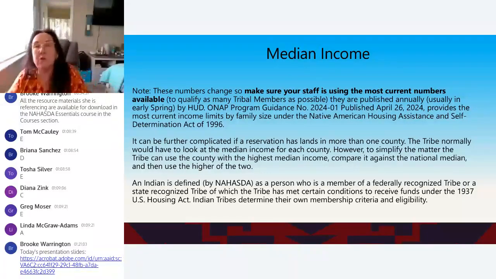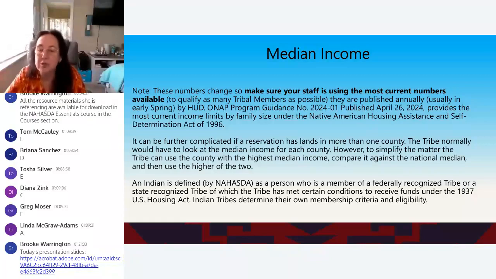Indian is defined by NAHASDA as a person who is a member of a federally recognized tribe or a state recognized tribe which has met certain conditions that enable them to receive funds under the 1937 U.S. Housing Act. Indian tribes determine their own membership, their criteria, and their eligibility.